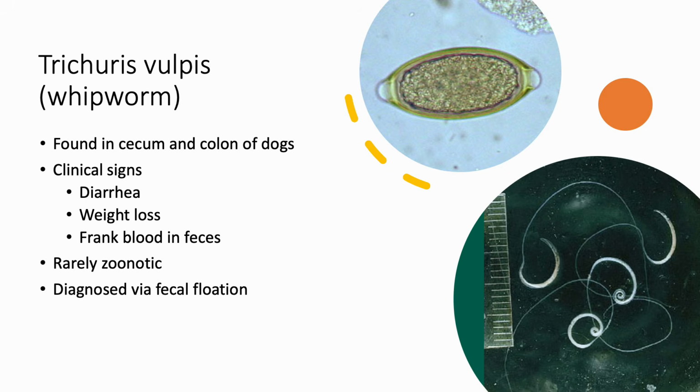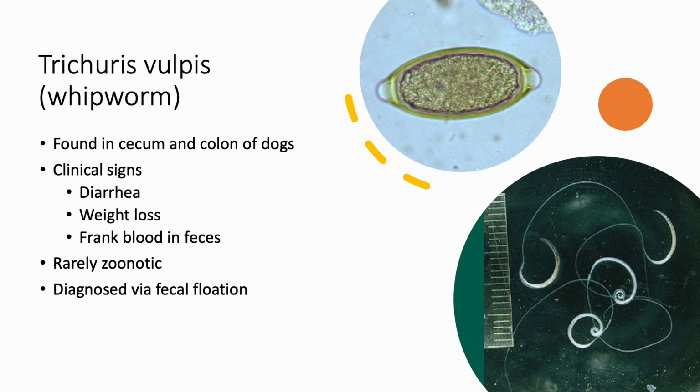All right, Trichuris vulpis, we call this the whipworm. This parasite is found in the large intestines, so in the cecum and colon of dogs, and it causes GI signs related to diarrhea and weight loss. We could see some blood in the feces. It's rarely zoonotic, so this isn't a huge risk for people. We're going to diagnose the eggs on fecal float.